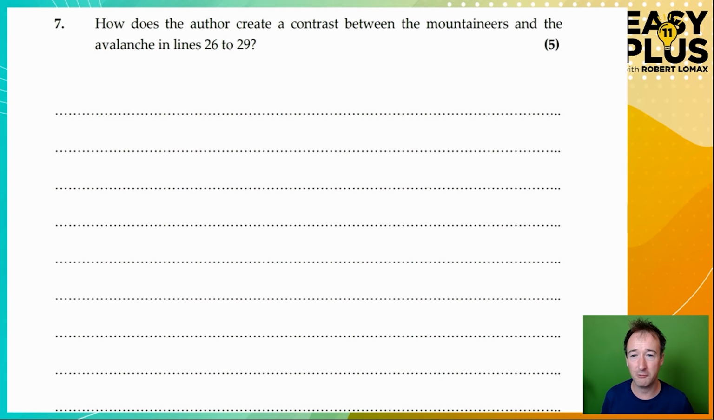Let's get started. So here's the question. How does the author create a contrast between the mountaineers and the avalanche in lines 26 to 29? And this is a 5-mark question.